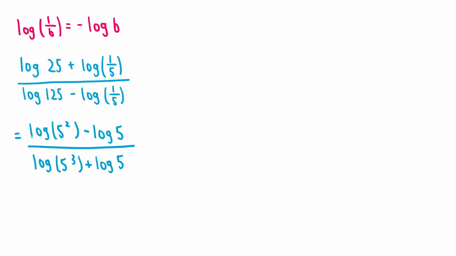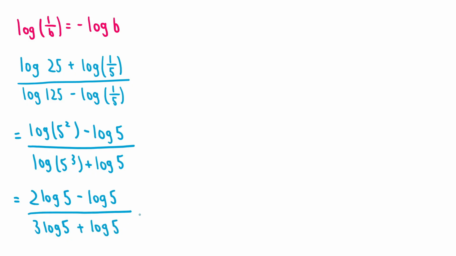We can rewrite the log of 5 squared in the numerator as 2 log of 5 using the power rule, and the minus log of 5 stays the same. In the denominator, log of 5 cubed is equivalent to 3 log of 5, and the plus log of 5 stays the same. We can combine like terms and simplify this as log of 5 over 4 log of 5. The log of 5 in the numerator and the log of 5 in the denominator cancel out, and this just simplifies to 1 over 4.